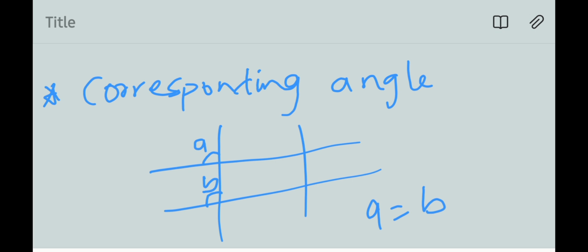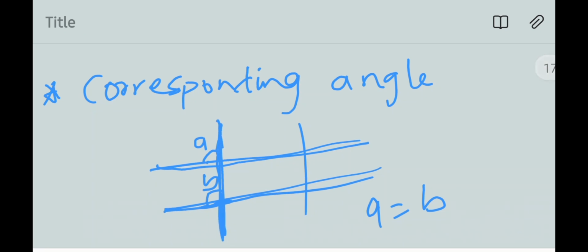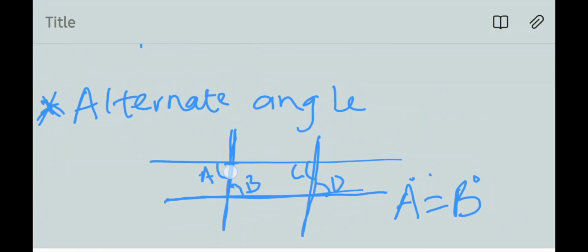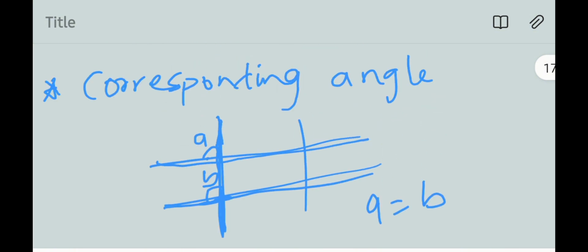Now how do you know this? Look at a vertical line and look at two horizontal lines, each forming an angle, but look at where the angle is positioned. It's positioned on top of the horizontal line, and same thing here, on top of this horizontal line. Another thing peculiar about corresponding angles is that they are all on one side of the vertical line. But if you look at the alternate angles, you see this is the vertical line, but they are on different sides of the vertical line. So that's how to differentiate alternate and corresponding angles.